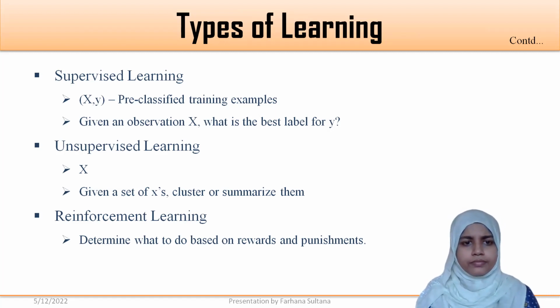The aim of supervised learning is, given an observation X which is unknown to the machine, to find the best label for Y, that is our prediction. In case of unsupervised learning, there is no label data, only the input feature vector, and from that the machine will learn to cluster or group the data. Given a set of X's, it clusters or summarizes them. Reinforcement learning basically determines what to do based on reward and punishment.